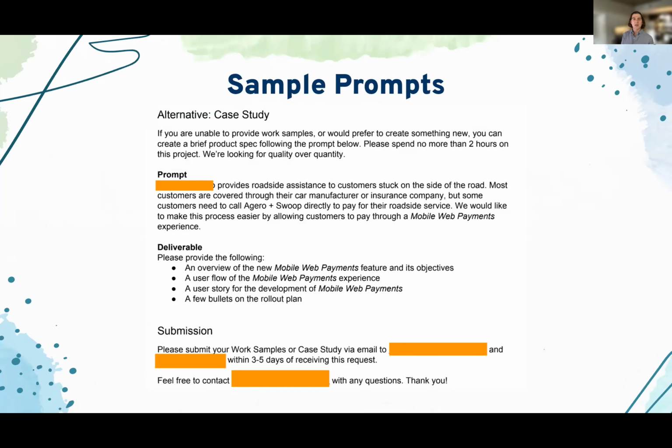This was a sample case study that was given to me by a roadside assistance company. I think they were called Jiro and Swoop. They explained the prompt in this section, and then they asked for a deliverable, meaning, hey, I want an overview of this particular feature, I want a user flow, and I want some user stories for the development of the mobile web payments functionality, and then explain your rollout plan. So this could be a sample prompt that you could be given.